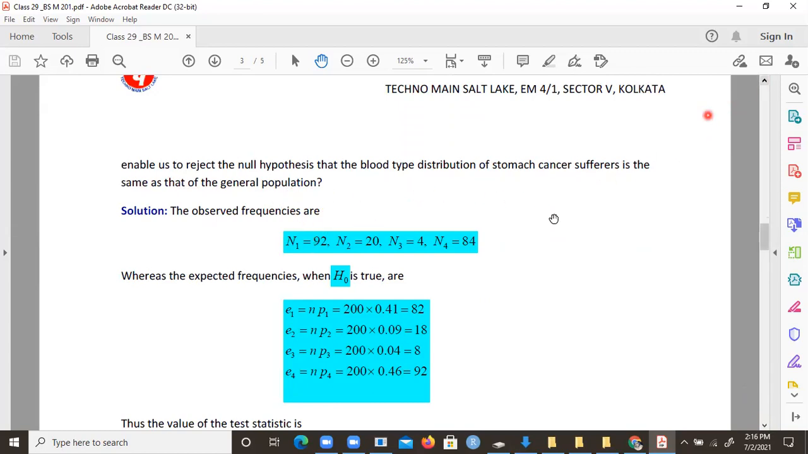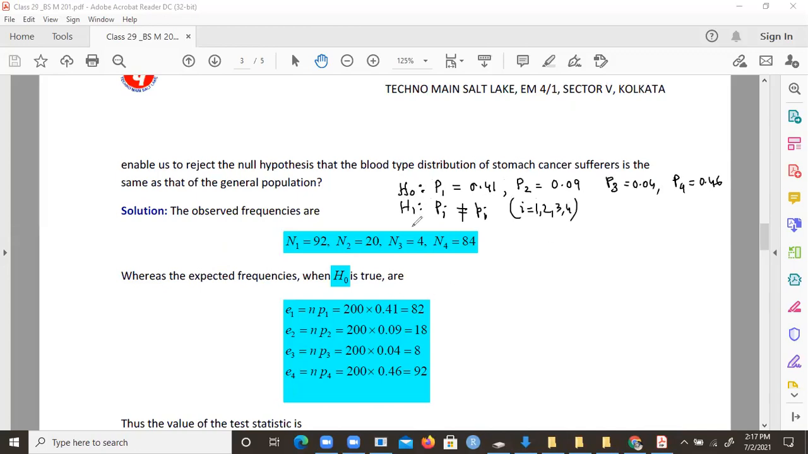Now you see, I have not written the null hypothesis over here, but in the solution part you have to write it. The null hypothesis has already been written earlier, but for your understanding, let me write it properly. My null hypothesis was capital P1 equal to 0.41, capital P2 0.09, capital P3 0.04, and capital P4 is 0.46. And my alternative hypothesis was Pi not equal to small pi for i equal to 1, 2, 3, 4.